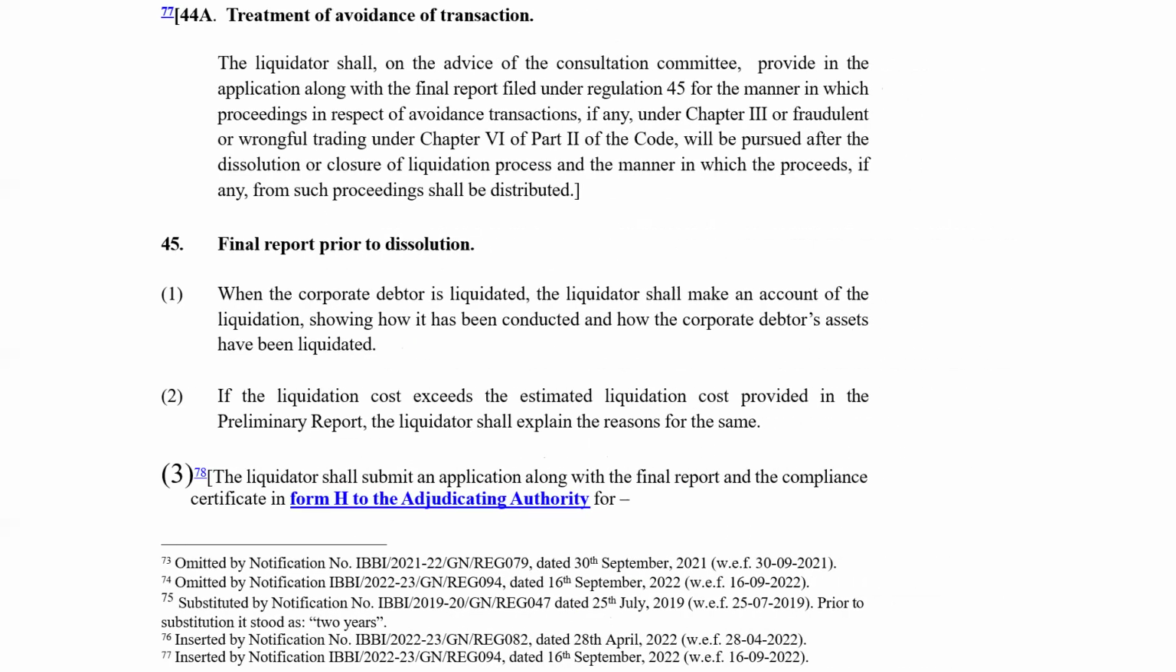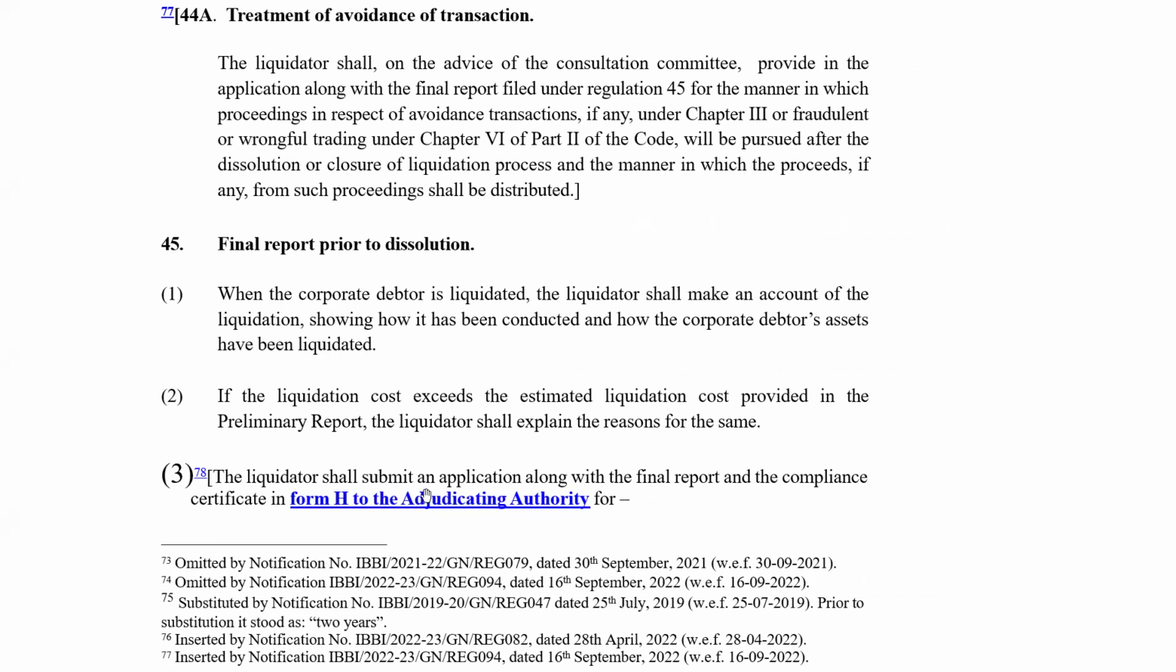When the corporate debtor is liquidated, the liquidator shall make an account of the liquidation, showing how it has been conducted and how the corporate debtor's assets have been liquidated. If the liquidation cost exceeds the estimated liquidation cost provided in the preliminary report, the liquidator shall explain the reasons for the same. ठीक है. And the liquidator shall submit an application along with the final report and the compliance certificate in Form H.